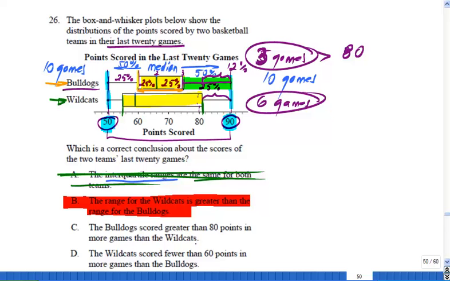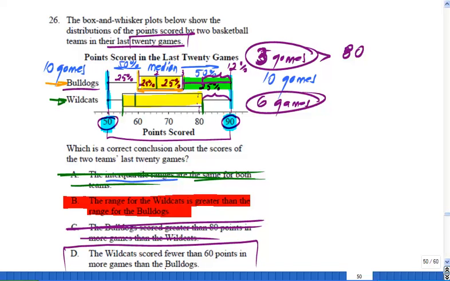And for that reason, the statement that the Bulldogs scored greater than 80 points in more games than the Wildcats is wrong, right? Because as you can see, the Wildcats have about a quarter of their games above 80, while the Bulldogs have about an eighth of their games. Obviously, we're talking about the same number of games, 20 games. A quarter is 5, an eighth will be 2.5 or 3 games if you want. Not true.